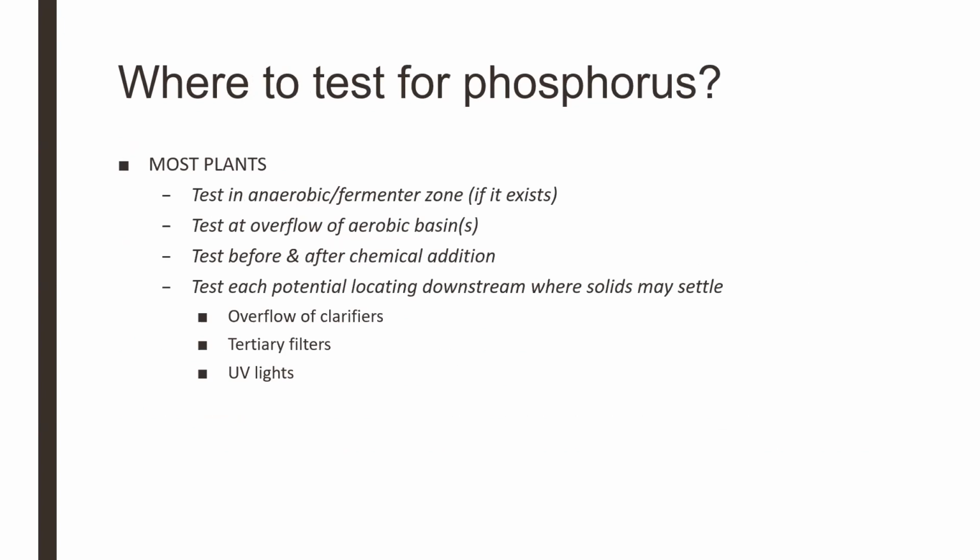So where are you going to test for phosphorus? Broadly speaking, most plants you're going to test in an anaerobic or a fermenter zone if it exists. Many plants do not have that. You will also be testing at the overflow of your aerobic basins, and then both before and after chemical addition, if you have it, and then at each potential location downstream where solids may settle. So for many plants, this would be the overflow of your clarifiers.